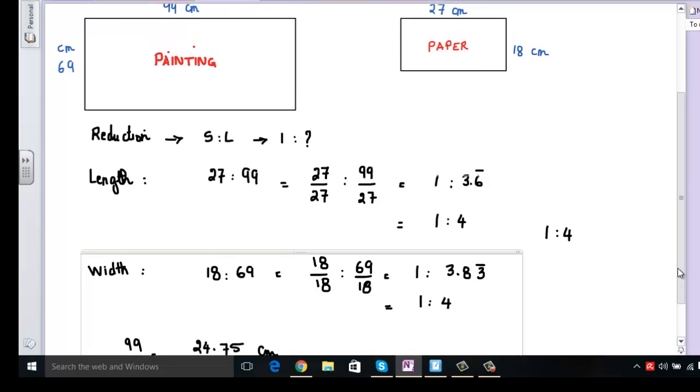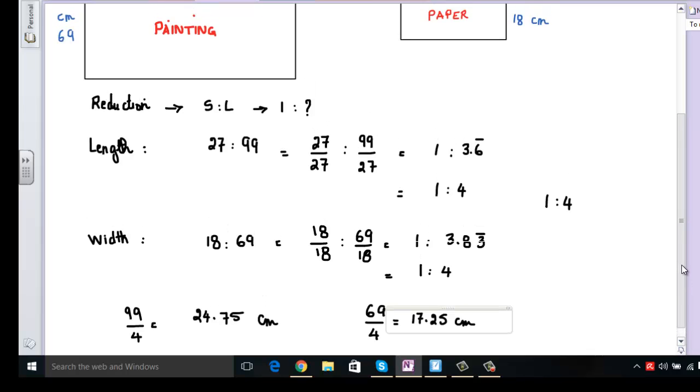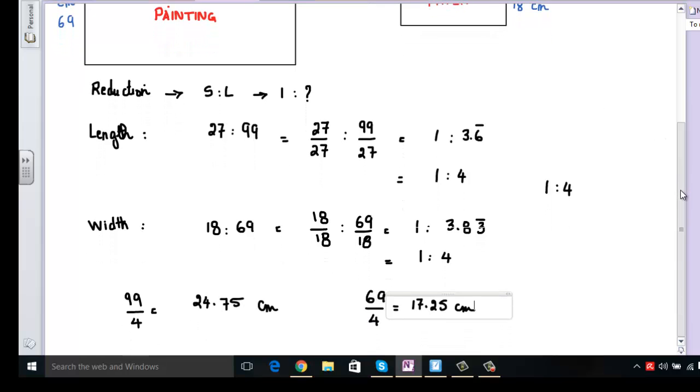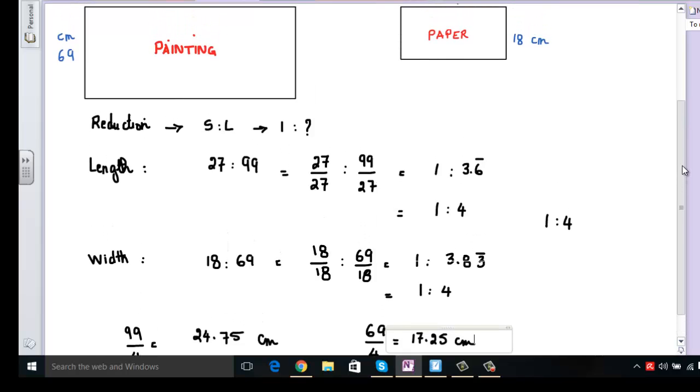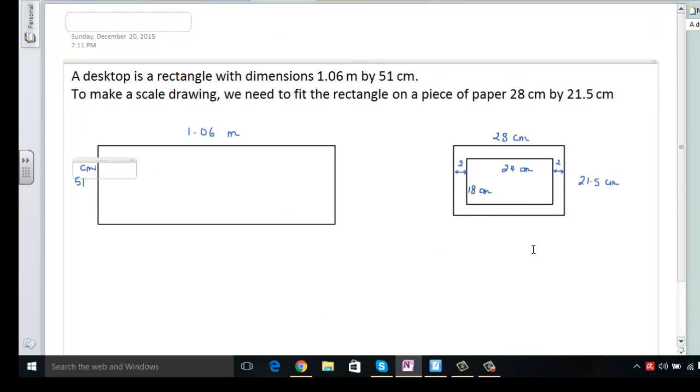Let's check now about the width. I have 69. If I divide the 69 by 4, which is my scale, it's gonna be something close to 17.25 centimeter. Is 17.25 centimeter gonna fit? Yes, it's gonna fit because I have a width of 18. That means 1 to 4 is safe and nothing will go out of the paper, and I chose a good scale. Let's go to another example.